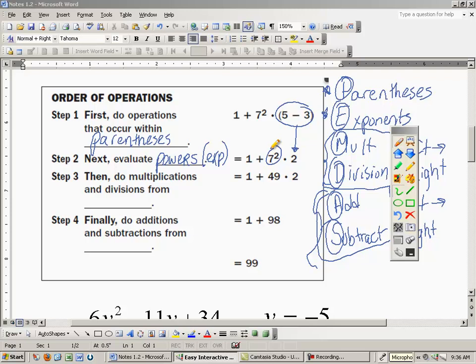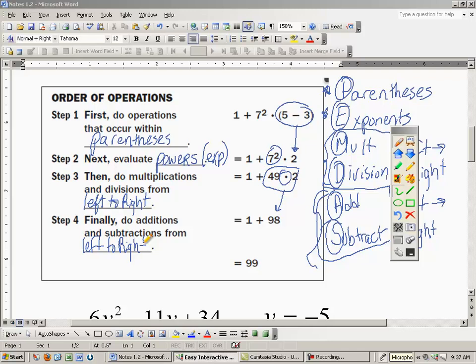So now we do multiplications and divisions as they appear from left to right. As you're taking a look at this, there's only one multiplication, so we just go ahead and perform that multiplication. 49 times 2 is equal to 98. And then finally we do our additions and subtractions again from left to right.